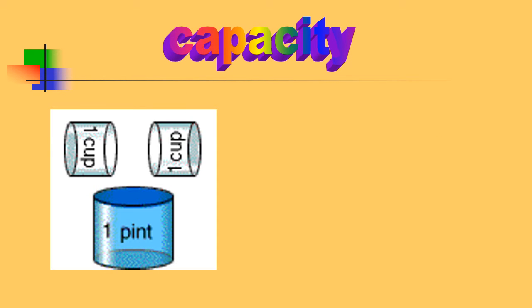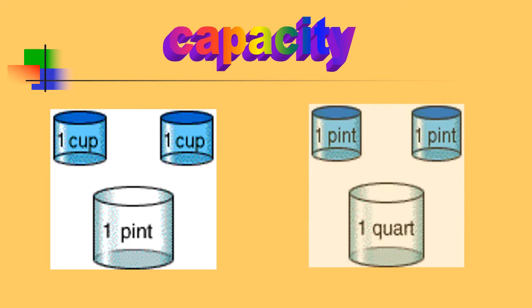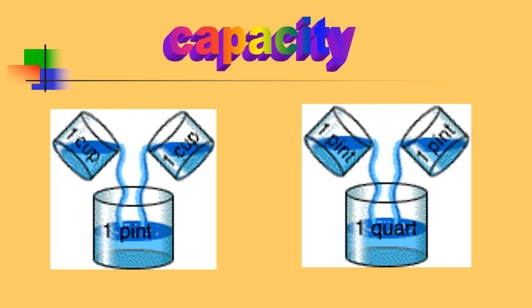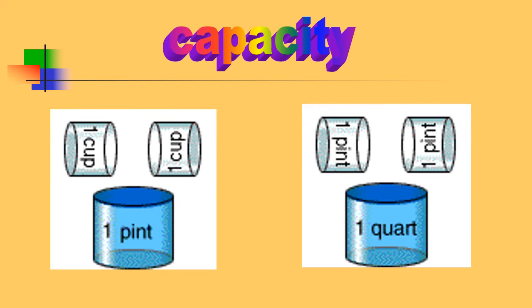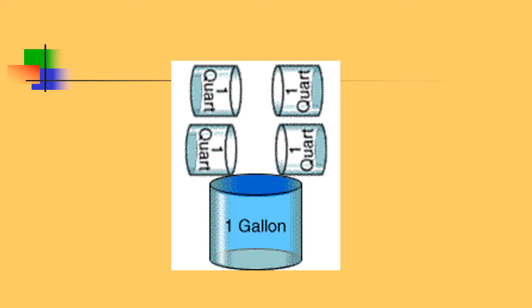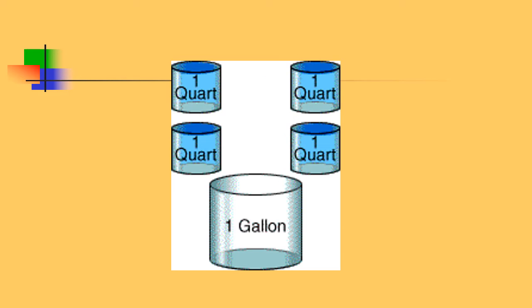Here we have 2 cups equal a pint. We have 2 pints equal a quart. Now we have 4 quarts equal 1 gallon.